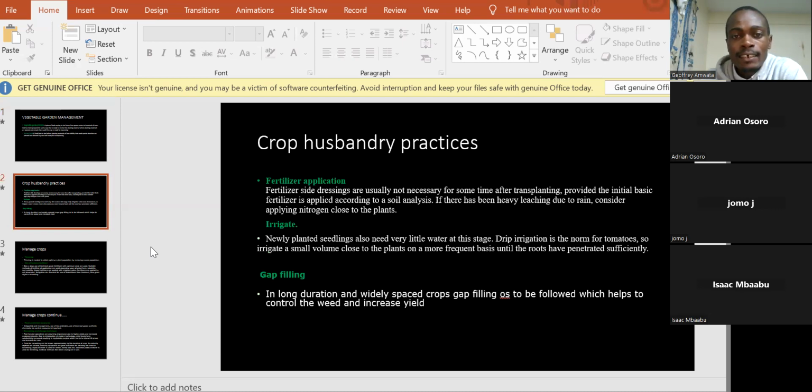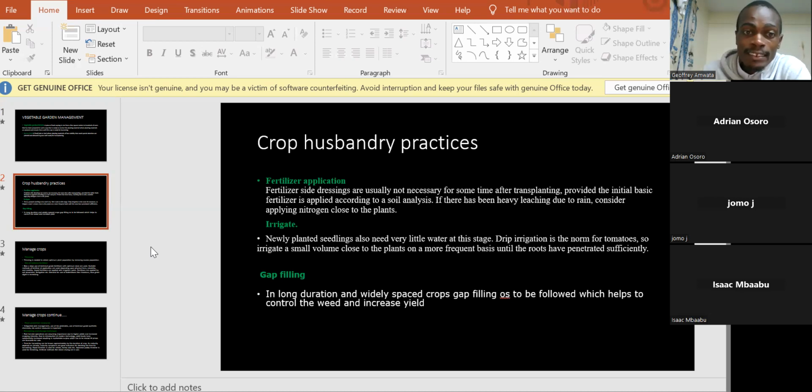What are the crop husbandry practices, or what's commonly known as field crop management practices? One of these management practices is fertilizer application. This is side dressing using organic fertilizers, usually not necessary for some time after transplanting. It provides initial nutrients according to soil analysis. Therefore, it's good for nourishment of crops.